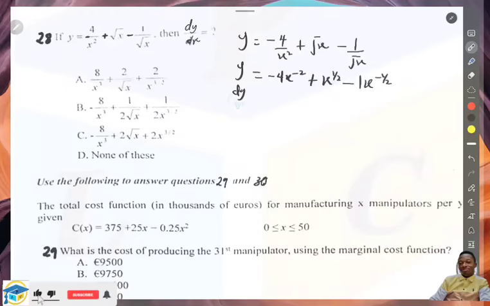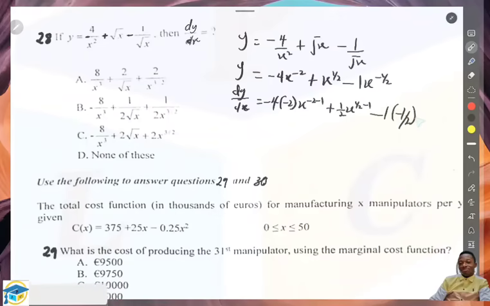So I would therefore say that my dy over dx should be equal to, when I differentiate negative 4x to the power negative 2, I'm getting 4 multiplying negative 2 x to the power negative 2 minus 1, plus 1 over 2 x to the power 1 over 2 minus 1. Then we have here 1 multiplying negative 1 over 2 x to the power negative 1 over 2 minus 1. So what are we getting? We are getting positive 8x.